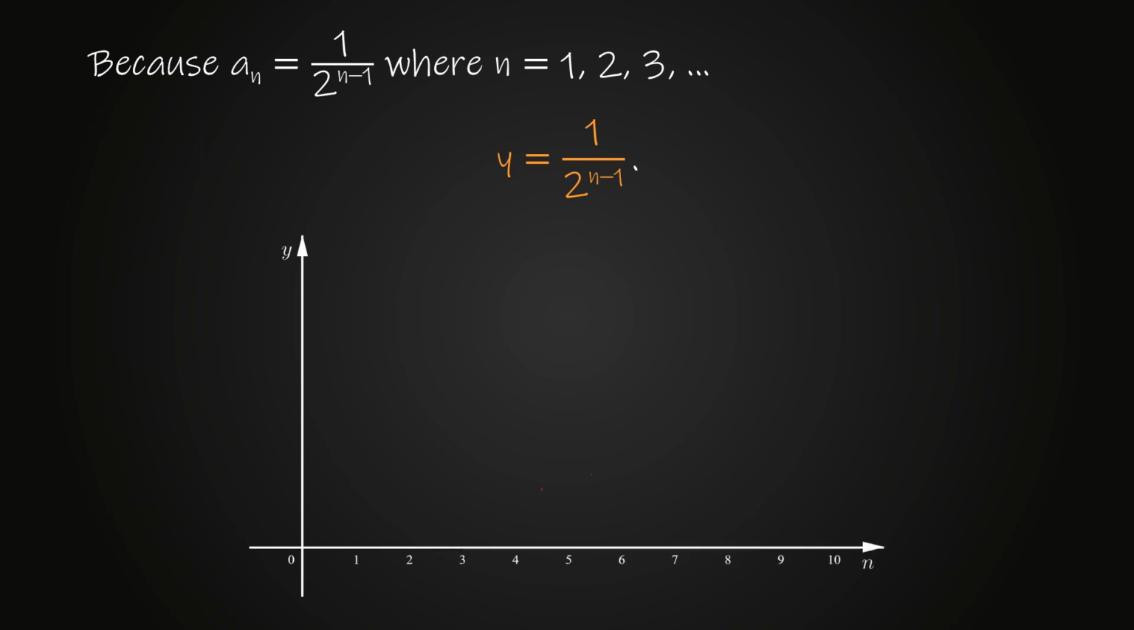The graph consists of points with location along the horizontal determined by positive integers n, and location along the vertical determined by the value of the term. The terms of the sequence are sample values of the function f of x equals 1 over 2 raised to x minus 1 at x equals n.